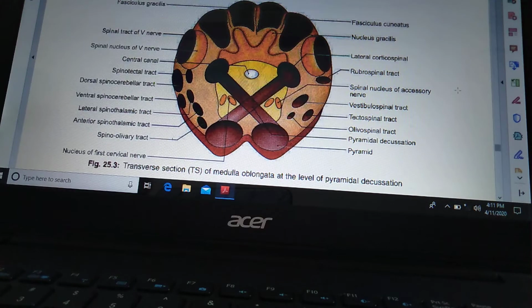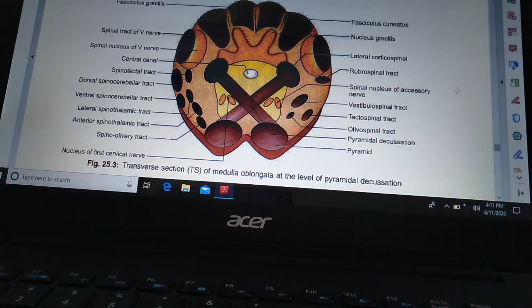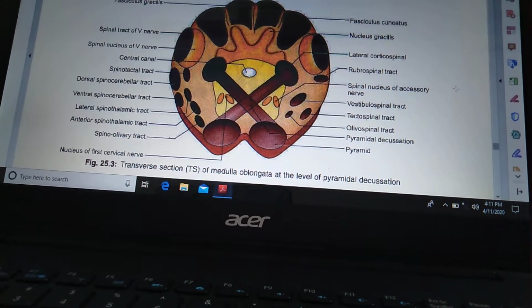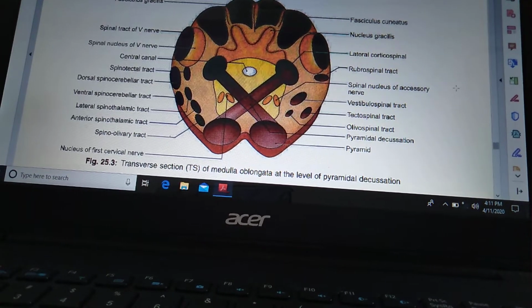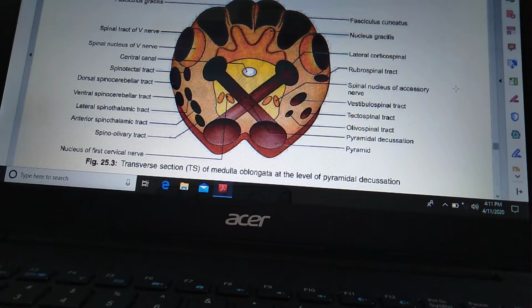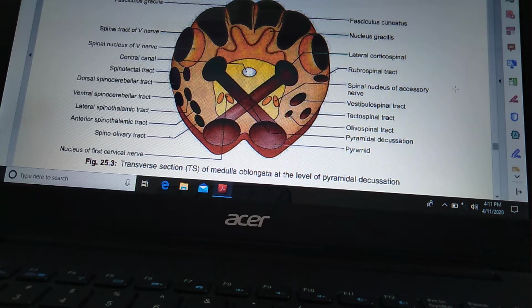Hello, next we are going to learn about the internal structure of the medulla oblongata. Here, we will learn the internal structure by taking three transverse sections at three different levels. First, at the lower level, that is at the level of the pyramidal decussation. Second, at the middle of the medulla, that is at the level of the sensory decussation. And third, at the floor of the fourth ventricle, that is in the upper part of the medulla.